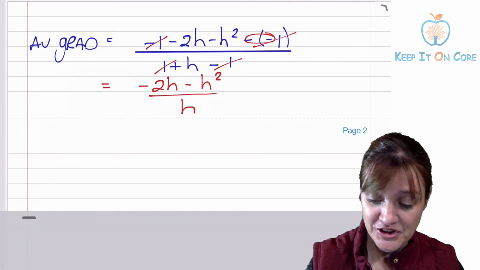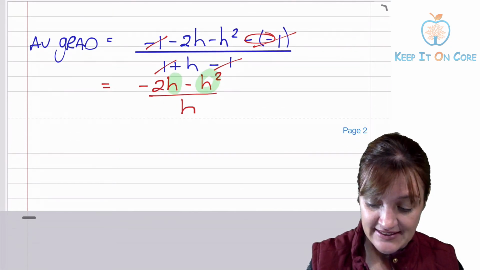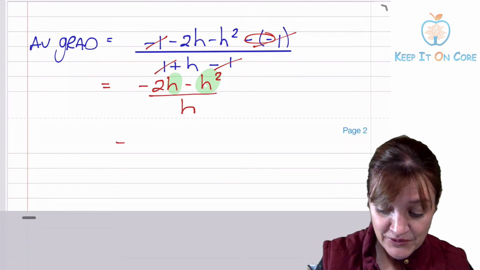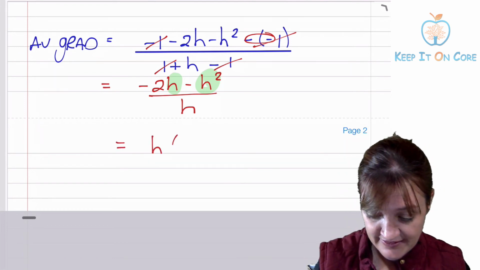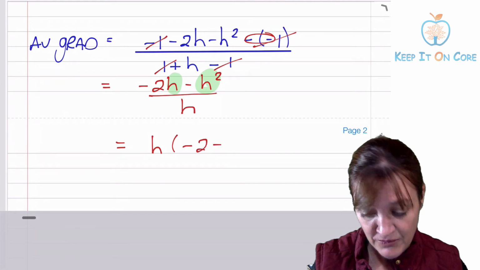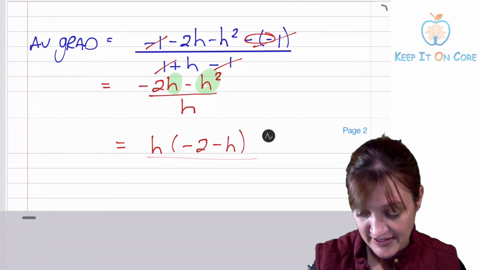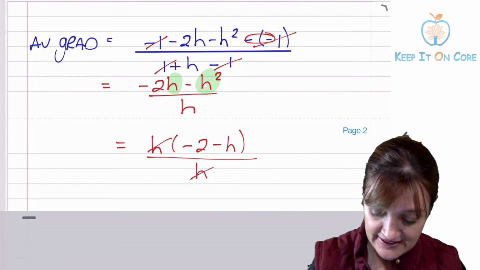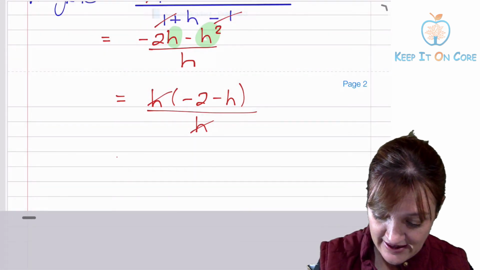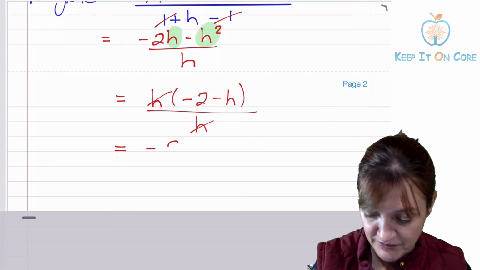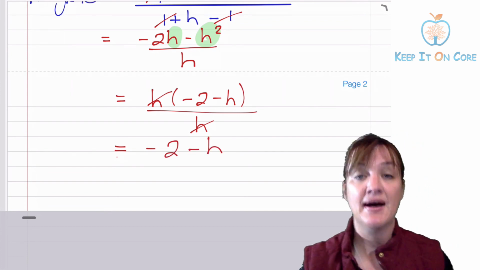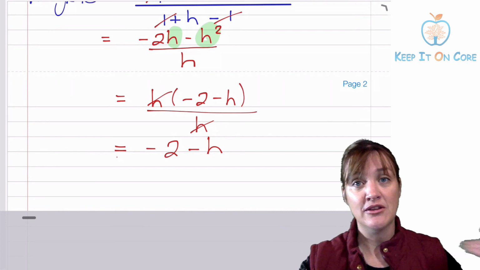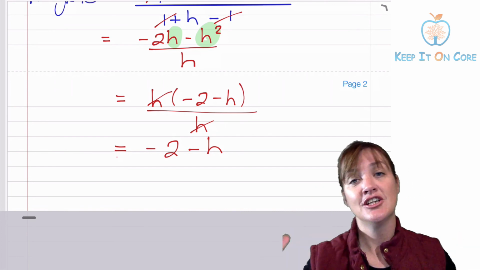I hope you can see there's a highest common factor of h. If you can take out a common factor that helps it simplify further, you are expected to do that. So the h's are going to cancel each other out, and we are left with -2 - h. That then represents your average gradient between a point of 1 + h and 1.